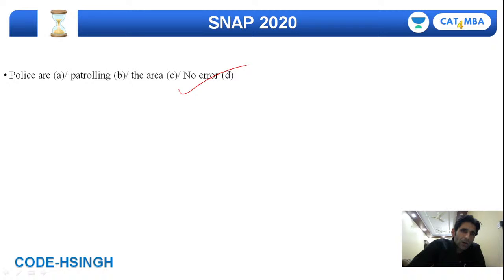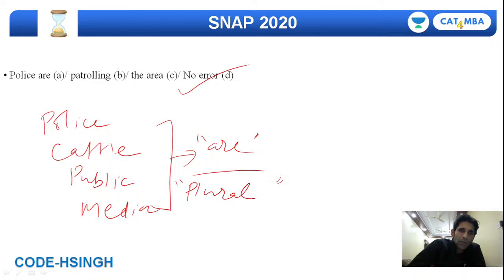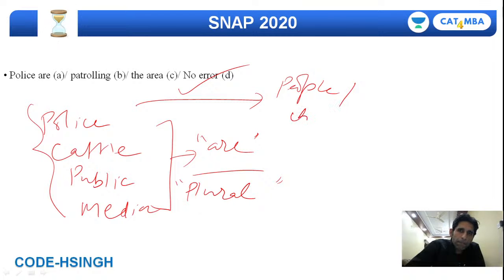You know why? Because the words police, cattle, public, media. Okay, guys, remember these terms. They all are always plural. You know why? Because these terms are just like people and children, which are technically always plural. ठीक है, कभी तुम बोल सकते हो अ पीपल या अ चिल्ड्रन, नहीं बोल सकते, क्यों? बिकॉज वी ऑल नो दैट पीपल एंड चिल्ड्रन आर बाय डिफॉल्ट प्लूरल. पुलिस refers to a plural entity. Cattle can never be one.